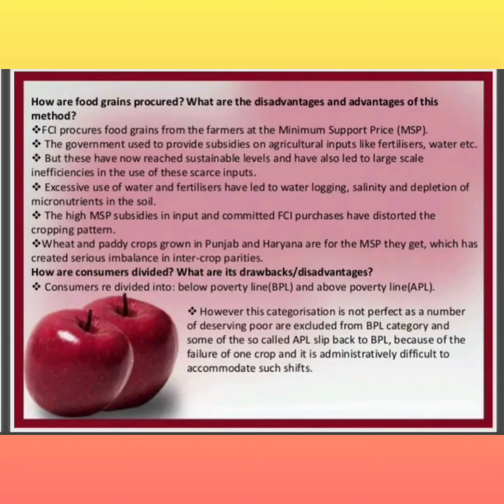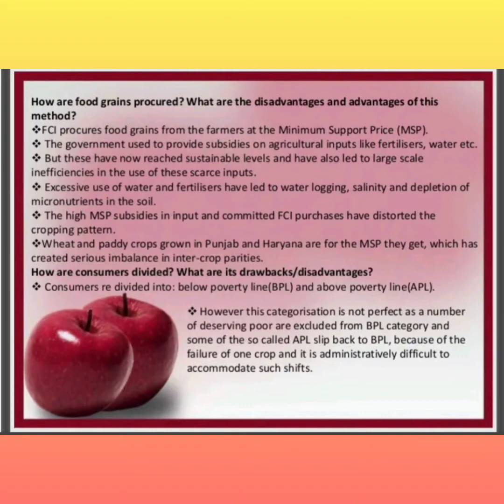Now a very important question arises: how are food grains procured by FCI, and what are the advantages and disadvantages of this method? FCI procures or collects the food grains from the farmers at the minimum support price, or the MSP. In this, the government used to provide subsidies on agricultural inputs like fertilizers and water, which are used by the farmers for better growth of their food grains. So all the things required for agriculture, or agricultural inputs, are provided to the farmers by the government at subsidized rates.